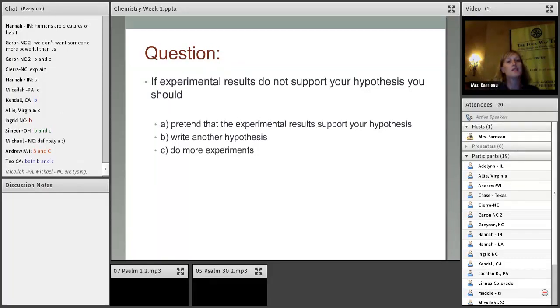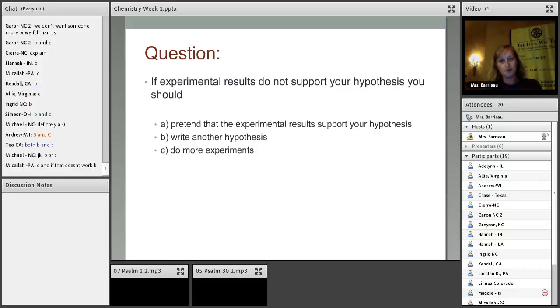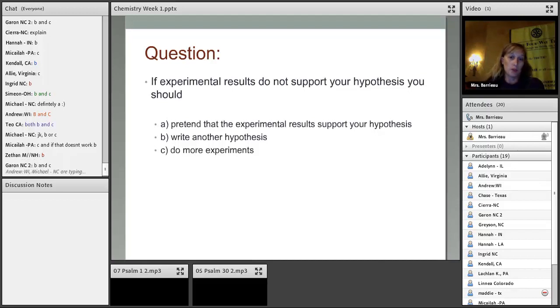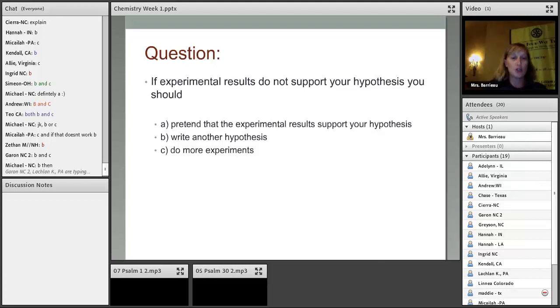Let's see, B's and C's. Okay, a lot of people are saying B or C. So if you're already doing experimental results that don't support your hypothesis, why would you change your experiment and do more experiments to make your hypothesis work? That's what we were just talking about, okay?